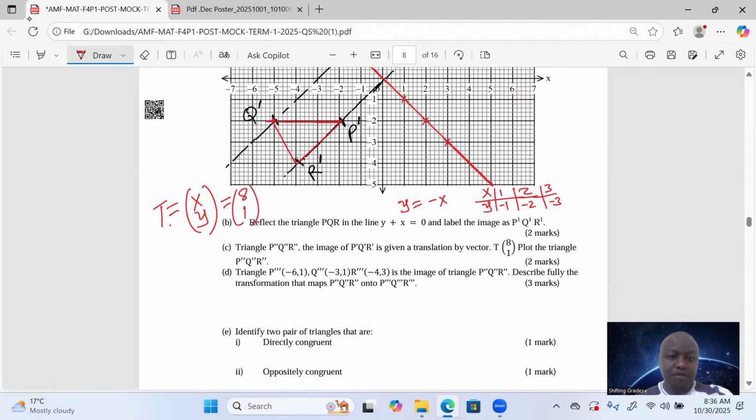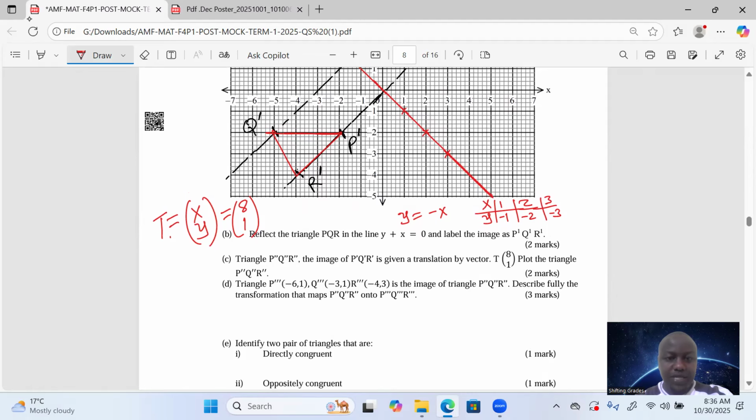So for the X, we are moving 8 units to the right, then 1 unit upwards. They are both positive. An easy way of identifying: I know there are people who will calculate the coordinates, but that's a lot of work. So you just stand at P, for example, and you move 8 units, 1, 2, 3, 4, 5, 6, 7, 8, and 1 unit upward. So you'll find yourself at coordinate (6, 1). That is now P double prime.